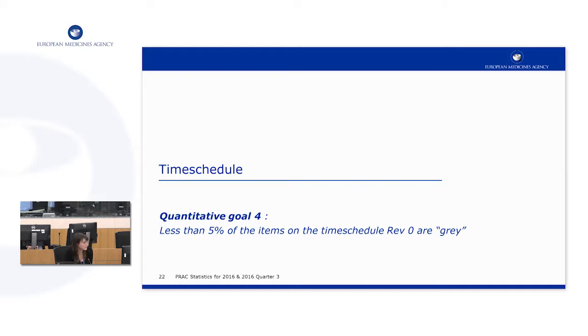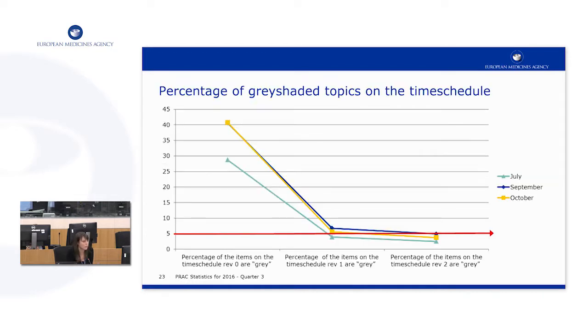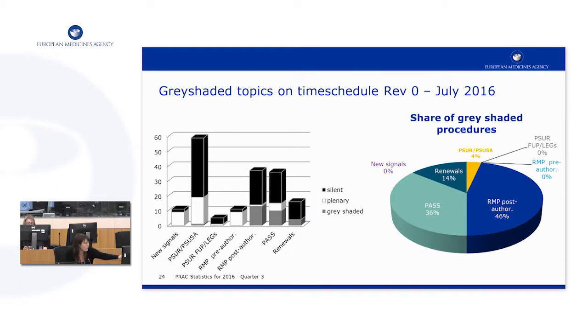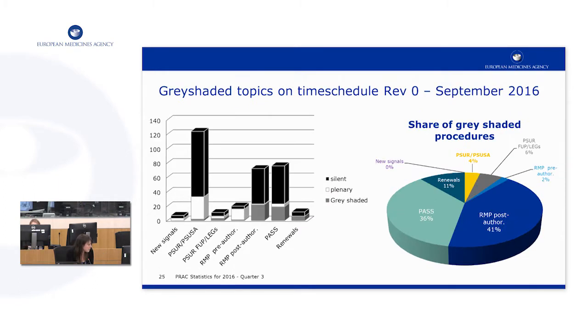And the last quantitative goal is less than 5% of the items on the time schedule, revision 0, should be gray. So as I mentioned, we don't have any information on silent versus non-silent. So please have a look. We have collected this information for July, September, October on the different revisions. So if we go to the next one, and per type of procedure. So next.